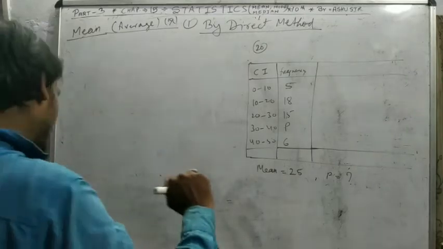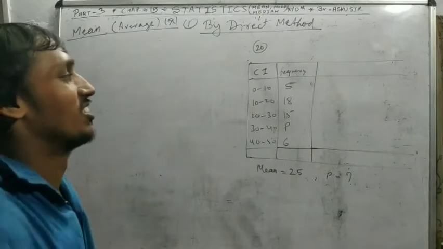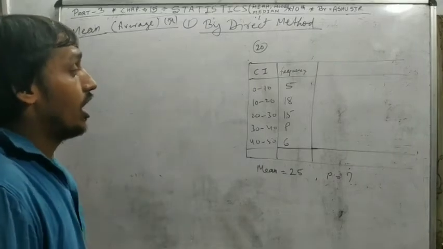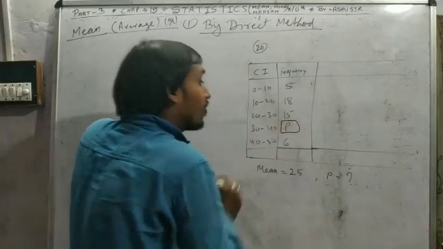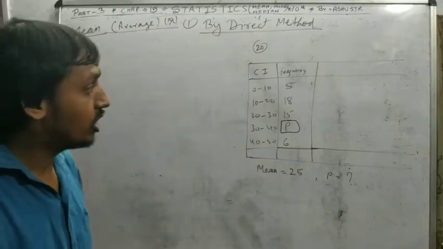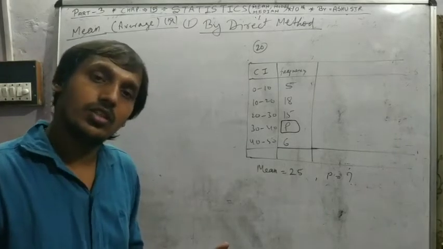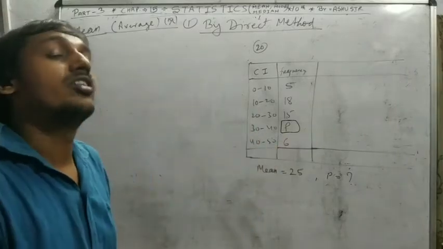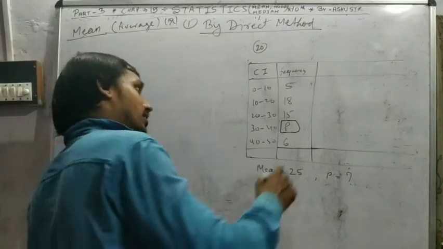Read the question. In statistics, you have to see the data. We want to find the value of P, the missing frequency, when the mean is given. These types of questions we always solve by the direct method. Don't be too smart; we don't want to use the assumed mean method, as it has extra steps.